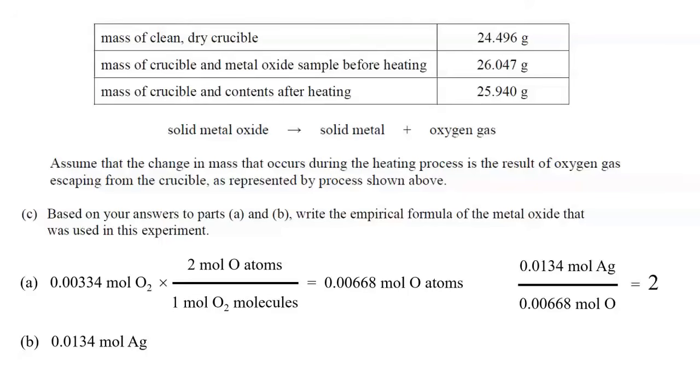So now I can write the empirical formula of this silver oxide compound. There are 2 moles of silver for every 1 mole of oxygen. So therefore, the empirical formula would be Ag2O for this silver oxide compound.